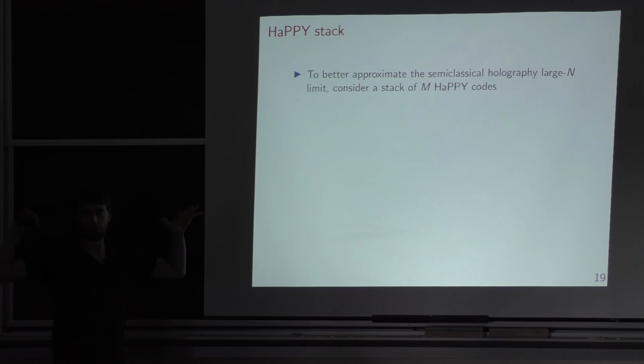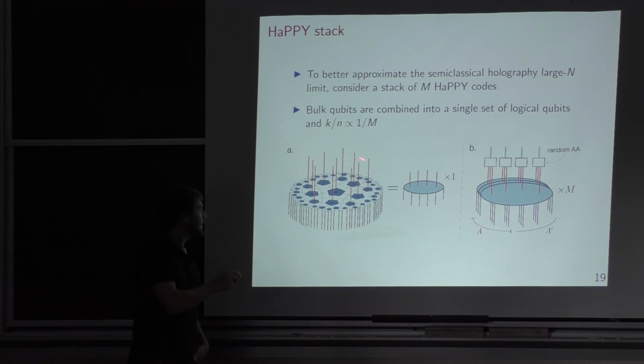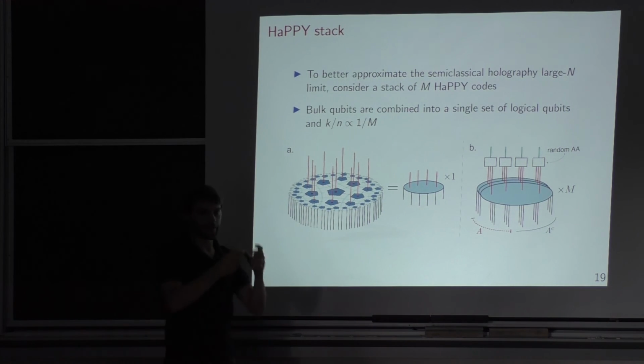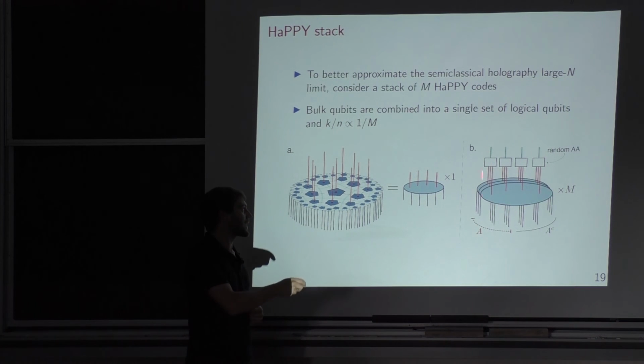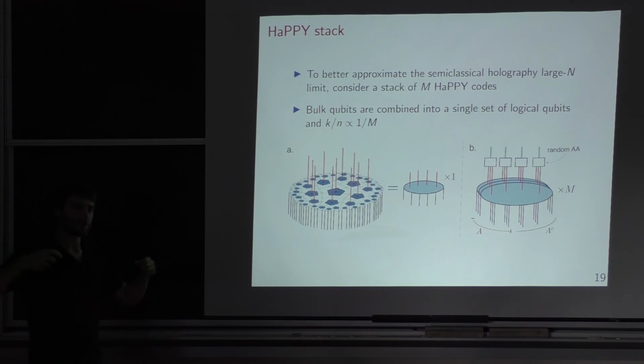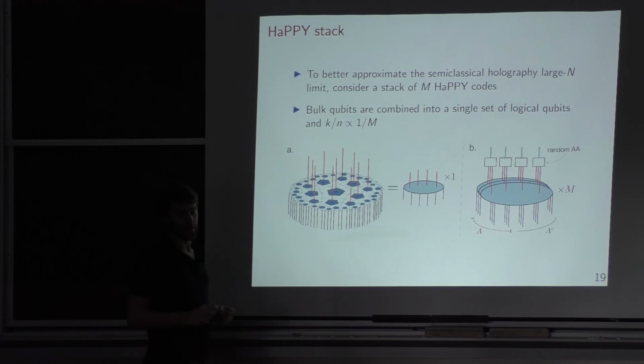So you consider multiple copies of the happy code, and then you combine. So you have, say, m copies, and you have m sets of bulk legs. So take these m sets of bulk legs and build a single set of bulk legs out of it by combining the bulk legs using random unitaries. In this way, you increase by a factor of m the boundary legs without touching the number of bulk legs, and you're suppressing the rate of this code by 1 over m.